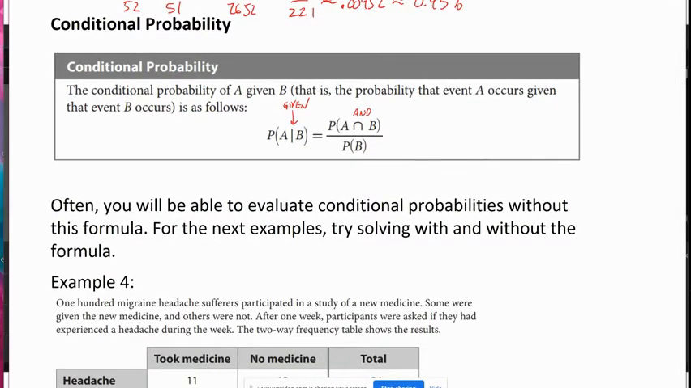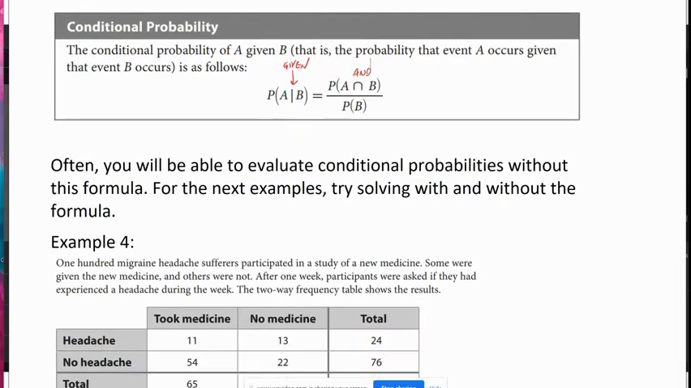And so there are a lot of situations where you can use this formula, but you also may be able to reason through the probability without using this formula. And so I'll demonstrate that here with these next examples. I'll do them both ways so that you can see how it could be done with the formula or without the formula.